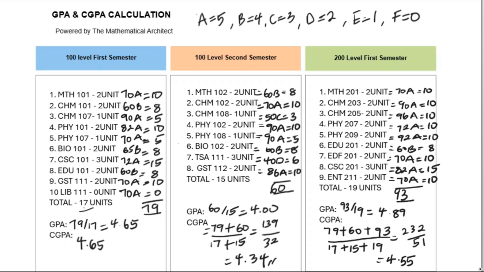This is how you calculate your GPA and CGPA. So you can repeat the process for your 200 level second semester, 300 level first semester, 300 level second semester, and so on. If your course is a 4-year course, meaning you're going to have 8 semesters. If your course is a 5-year course, you're going to have 10 semesters.